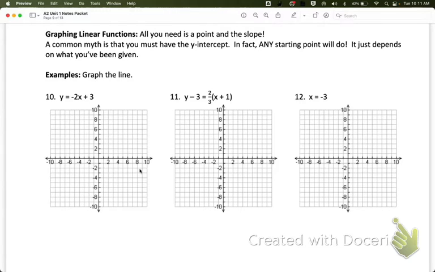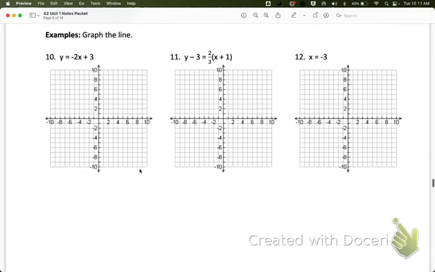It just depends on the equation you've been given and what information you have. So a quick little refresher here. If we look at number 10, this equation is in slope-intercept form. So we can determine the slope, which for this equation is -2, and the y-intercept, which for this one is 3. The y-intercept is what we want to start with because we need a starting point to count from. So I'm going to start by plotting +3 on my y-axis. That would be this point right here.